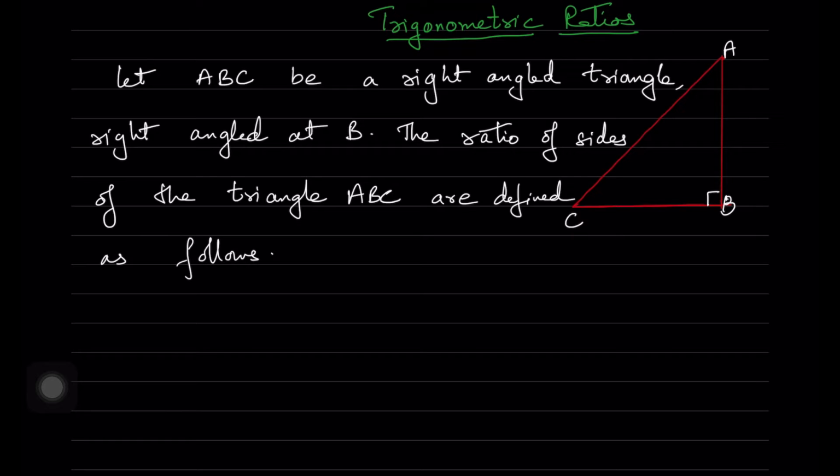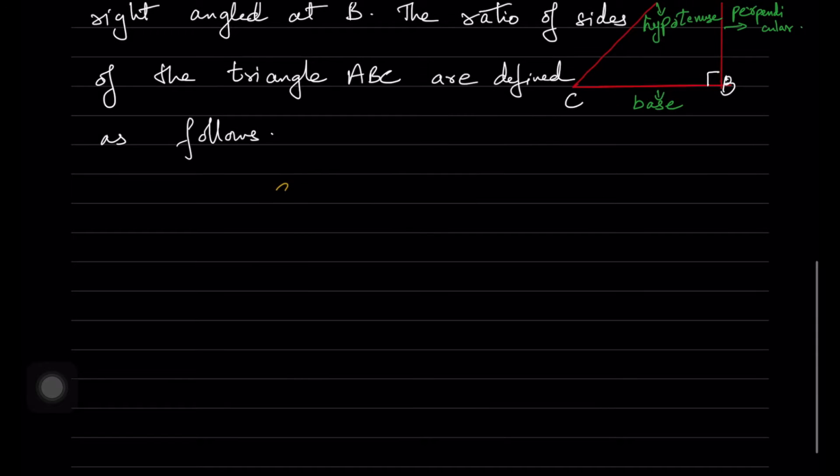So we'll consider a right angle triangle. Let ABC be a right angle triangle, with the right angle at B. The ratios of the sides of the triangle ABC are defined as follows. So these are all the trigonometric ratios which we are going to define now. Angle B is 90 degrees, so the side opposite to that is the hypotenuse. That is, AC is the hypotenuse. AB is the perpendicular, BC is the base. We can call AB the adjacent side and BC the opposite side.